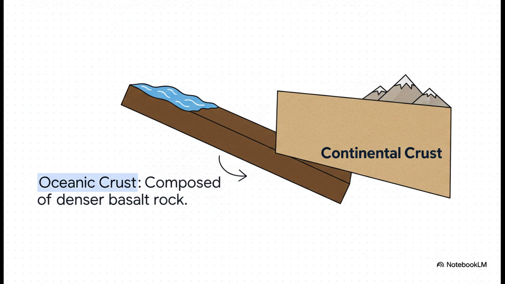As you can see, the oceanic crust is made of dense basalt. It's thinner but heavier. The continental crust is thicker but lighter granite. So the dense oceanic crust naturally wants to sink, or subduct, under the lighter continental crust. That simple density difference? That's an absolutely critical concept to lock in.